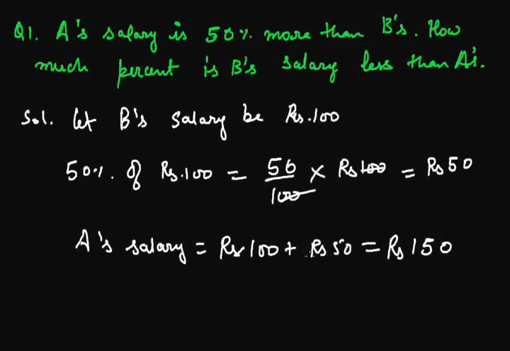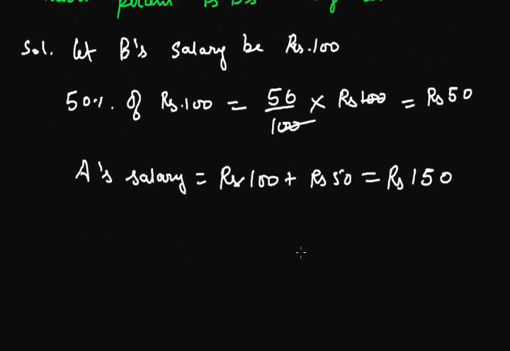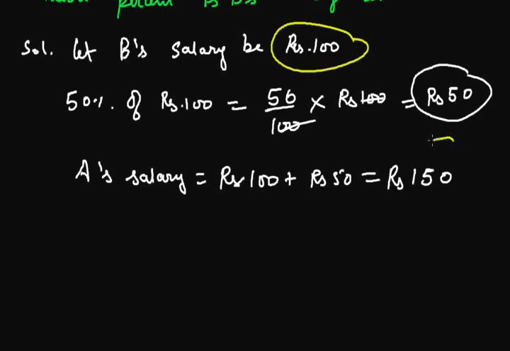Now we have to find कि B की सैलरी A की सैलरी से कितनी कम है. तो B की सैलरी हम क्लियरली देख सकते हैं कि ₹50 कम है, क्योंकि B की सैलरी ₹100 है और A की सैलरी ₹150 है. तो इन दोनों की जो सैलरी का डिफरेंस है वो है ₹50.